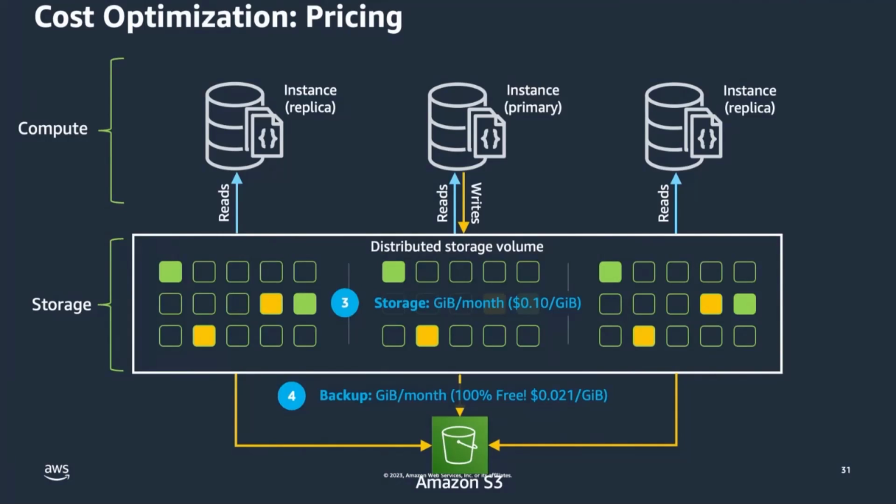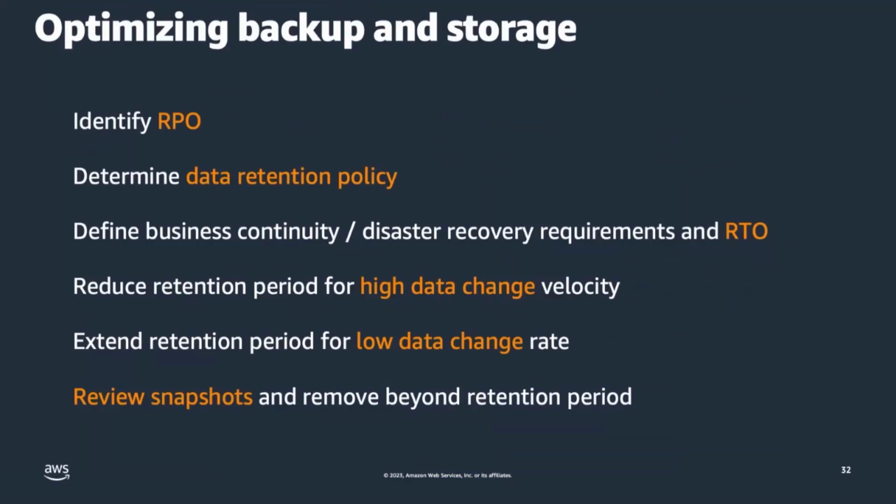Let's look at optimizing the third and fourth pricing dimensions, that is storage and backup. For optimizing your storage and backup cost, understand what your organization's recovery point objectives are. That will help you with determining your data retention policy. The amount of backup storage used depends primarily on the data change rate, how many snapshots you create, and how long automated backups and snapshots are retained for.